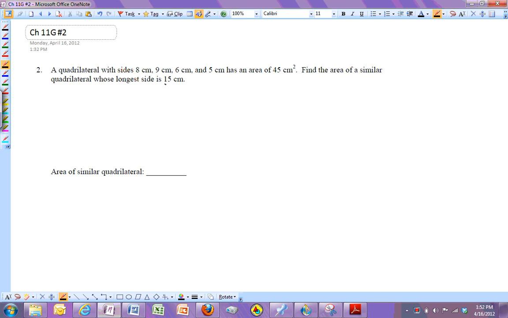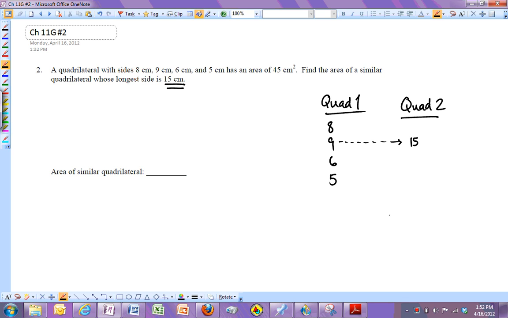So the 15 here in the big quadrilateral, let's do this. Quadrilateral 1, quadrilateral 2. In quadrilateral 1, I've got sides of 8, 9, 6, and 5. And in quadrilateral 2, I only know that the longest side is 15, so that matches up with the 9. So this one's 15. Now, it's asking for the area of the similar quadrilateral.